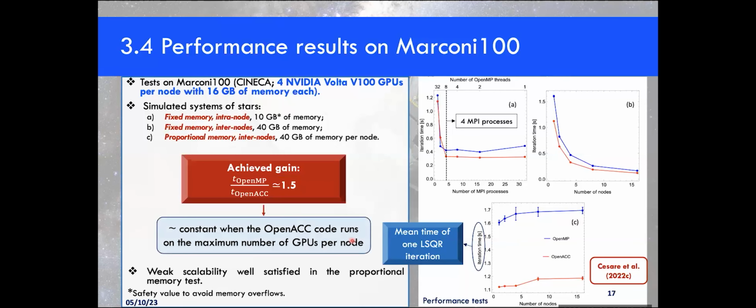So in every case, the OpenACC code is faster than the OpenMP one with a mean gain of about 1.5, which is constant when the OpenACC code runs on the maximum number of GPUs per node. Here we can see the line of the optimal value of MPI processes for the OpenACC code. And we can also see from this plot that the weak scalability is well satisfied.